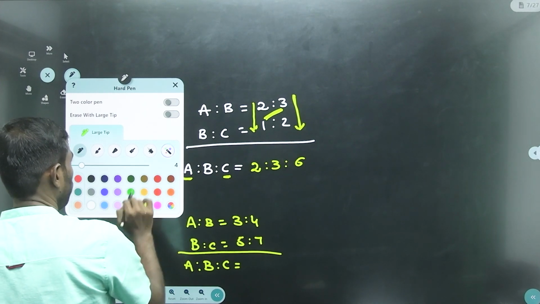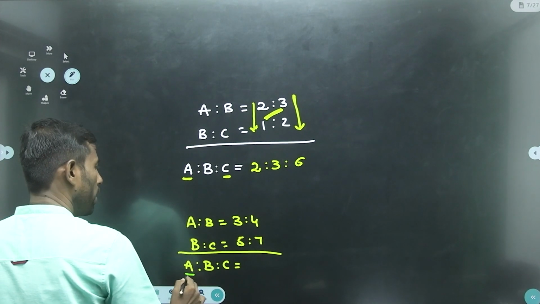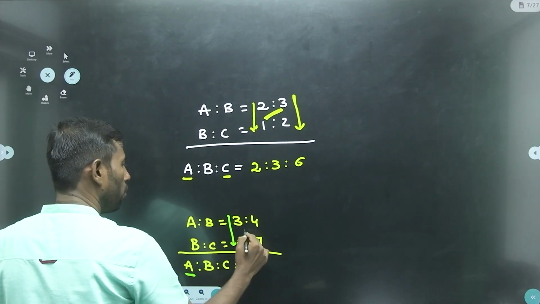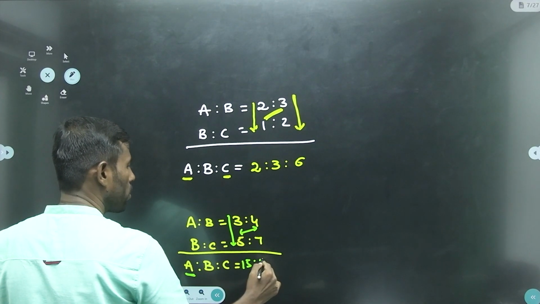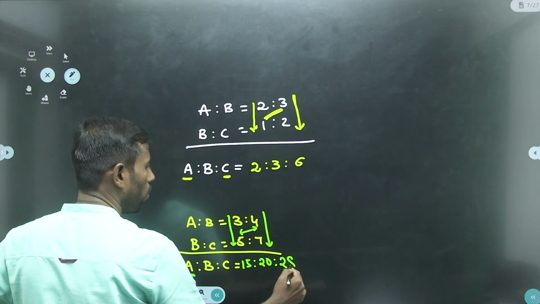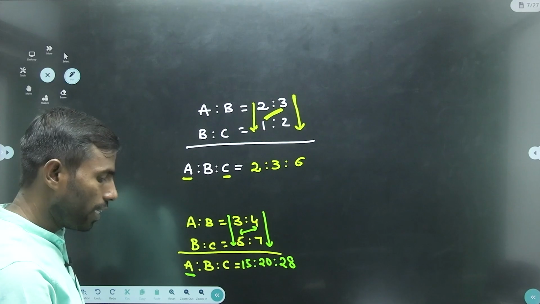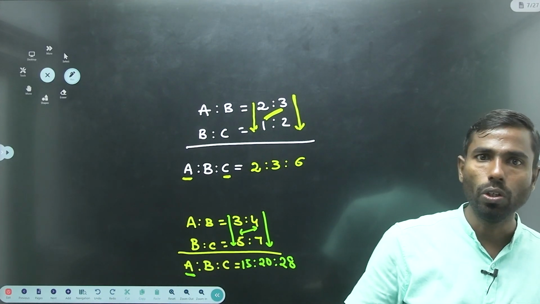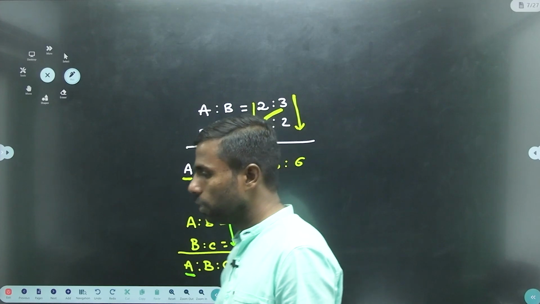Just 1 second. To find out the first ratio value, multiply the first column: 3 5s are 15. Middle value, diagonal multiplication: 5 4s are 20. Last column, last value: 4 7s are 28. So the ratio of A:B:C is 15:20:28. Hope this part is clear to everyone.